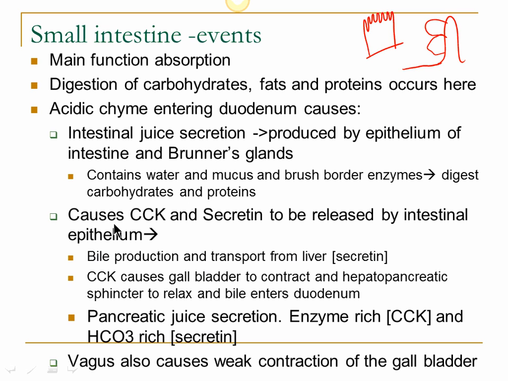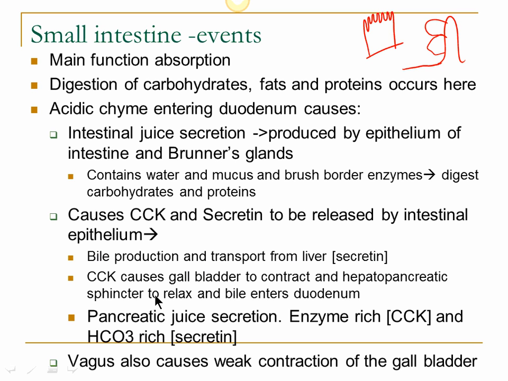Second, it causes the duodenal mucous membrane, the epithelial cells, remember, everywhere you have these enteroendocrine cells. That means endocrine cells which are present in the digestive tract. Those secrete 2 hormones called cholecystokinin and secretin. So these are released by the intestinal epithelium. And what is the function of these? Secretin goes to the liver and causes bile production and transport of bile through the various ducts.